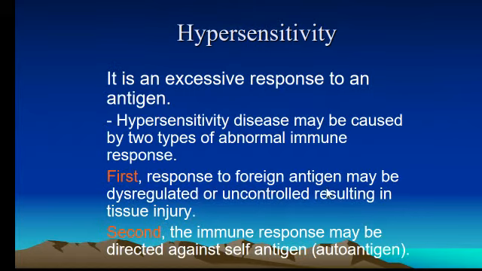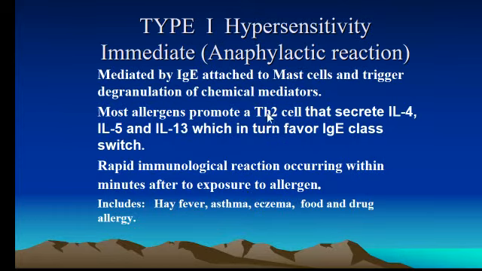The response to foreign antigen may be dysregulated, resulting in tissue injury. This is the first one, uncontrolled, promoting the Th2, IL-4, IL-5, IL-13, favoring IgE, a rapid immunological reaction occurring within minutes after exposure to allergen, which includes hay fever, asthma, eczema, food and drug allergy. All of them are type 1 hypersensitivity, uncontrolled type, anaphylactic reaction.